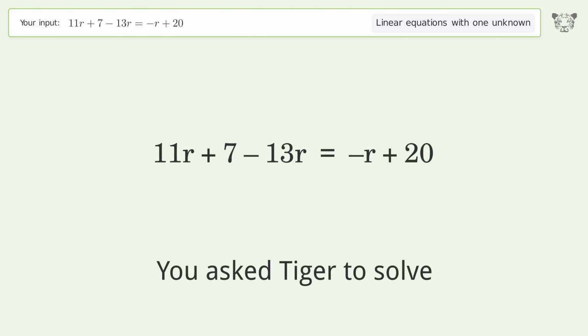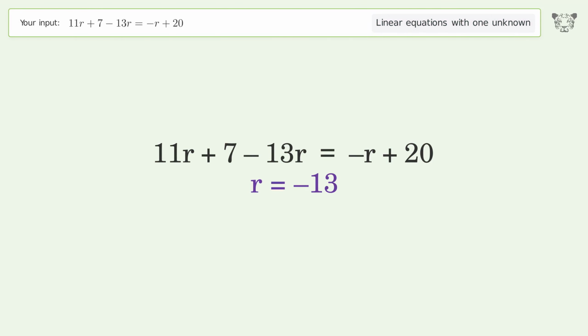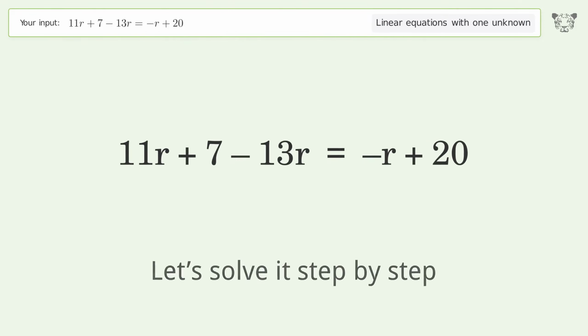You ask Tiger to solve. This deals with linear equations with one unknown. The final result is r equals -13. Let's solve it step by step.